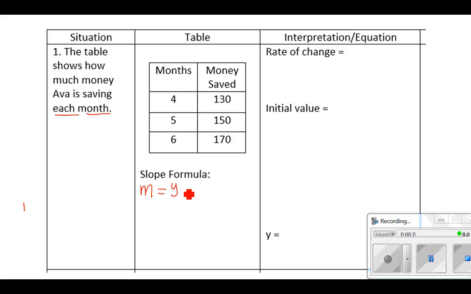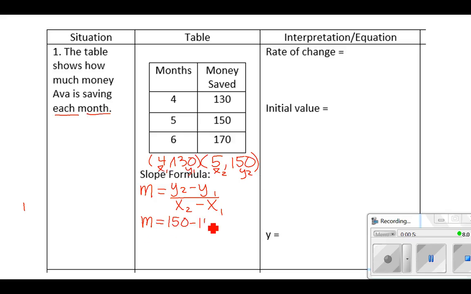The slope formula is y2 minus y1 over x2 minus x1. Now something you could do is just pick two ordered pairs and rewrite them. I would pick 4 and 130 and 5 and 150. And then you could label xy, xy, and your 1s and your 2s. Then you would substitute it into the formula.